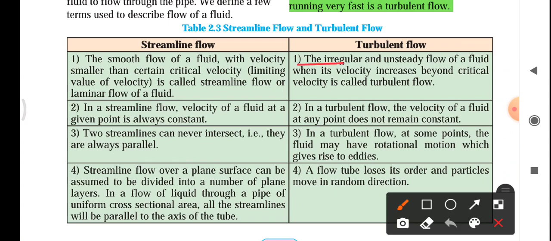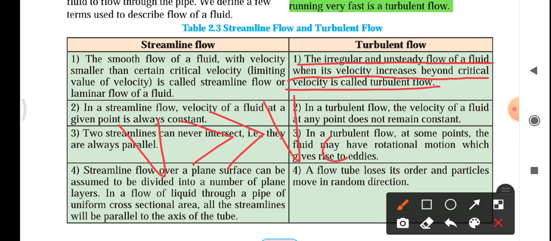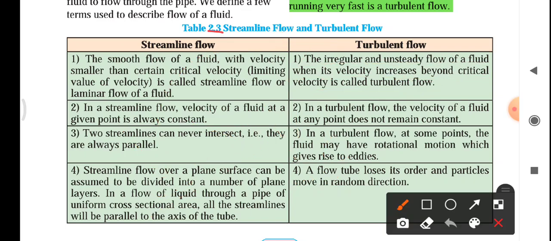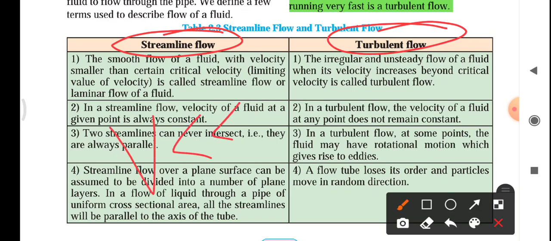Turbulent flow means what? It is the irregular and unsteady flow of the fluid when its velocity increases beyond the critical velocity is called as the turbulent flow. V is greater than Vc. Okay, velocity of the fluid is greater than the critical velocity, then the given flow is called as the turbulent flow. Now for streamline flow, if velocity is less than critical velocity, then that flow is called as the streamline flow. For turbulent flow, it should be greater than.